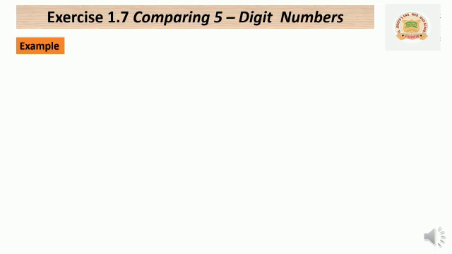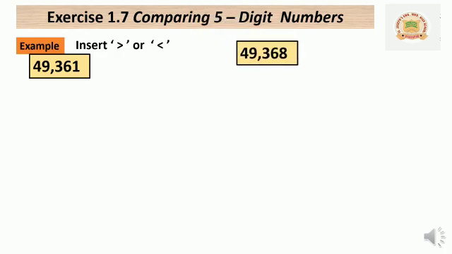To compare anything we need minimum 2 numbers. Here to compare the numbers we need minimum 2 numbers, maximum no limit. We can compare 3 numbers, 4 numbers, 5 numbers to each other, no problem. But here in the example we are going to do the comparison of 2 numbers. Let us take the first number, that is 49,361.